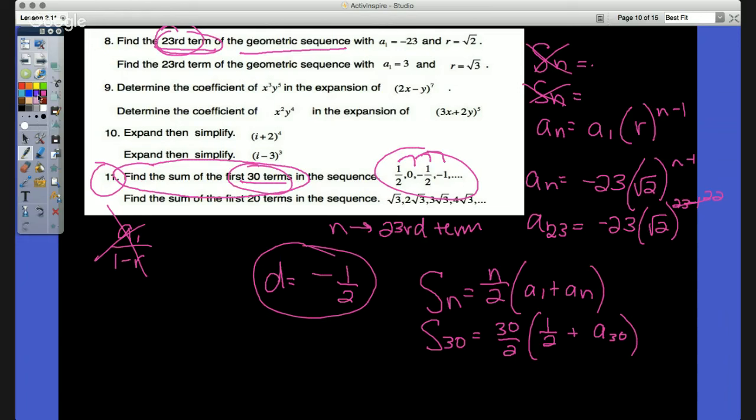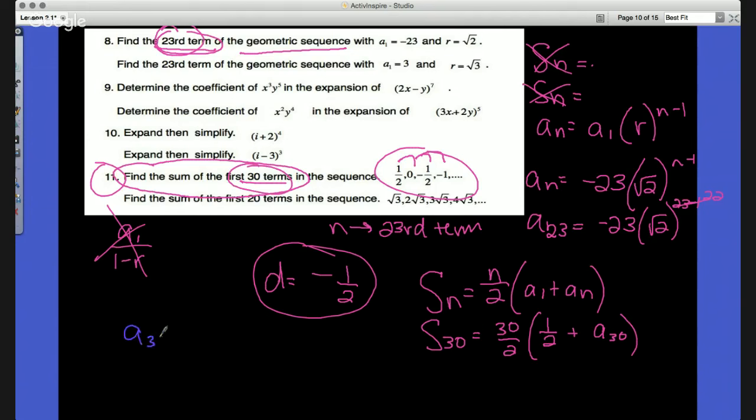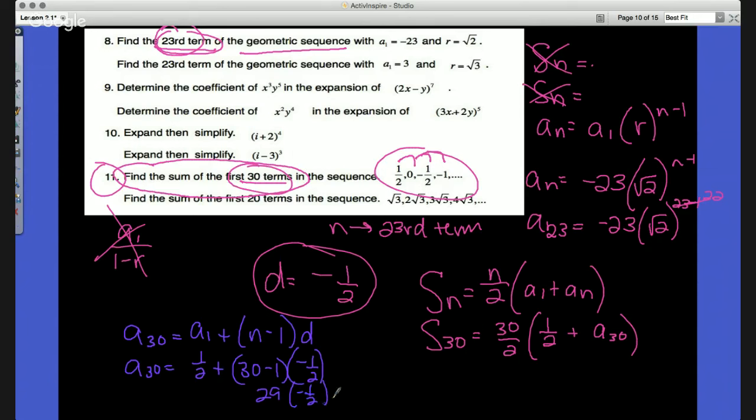So we've got to figure out what a of 30 is, and this is very similar to the last problem on 22. To solve for that, a of 30 equals a of 1 plus n minus 1 times my difference. Well, the difference is negative 1/2, n is 30, so 30 minus 1, and a of 1 is 1/2. So we have 29 times negative 1/2, which would be negative 29 over 2. And we have 1/2 plus this, so we get negative 28 over 2, which is the same as negative 14. So negative 14 gets plugged in for a of 30, because that's the last term there.